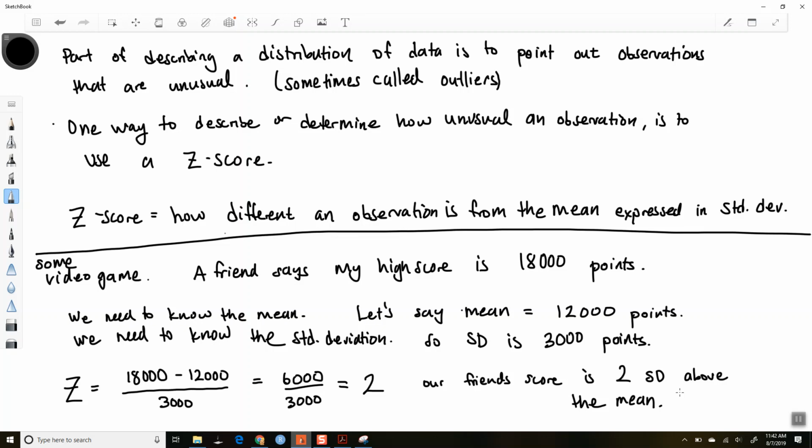And so the z-score is a way to measure how different someone's score is from the mean, but we express it in standard deviations. That standardizes everything, puts everything on the same scale, okay? Whereas someone else could play a different video game and maybe they're also 6,000 points above the mean, but maybe the standard deviation is like 10,000, okay? Then they're not even one full standard deviation above the mean, okay?